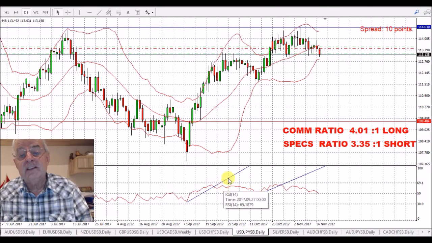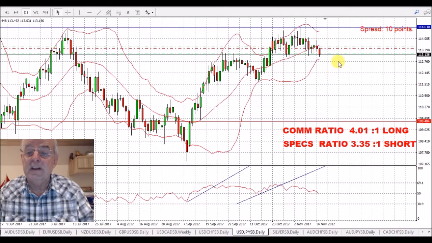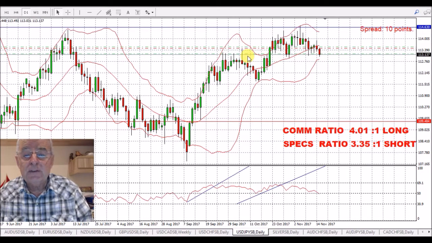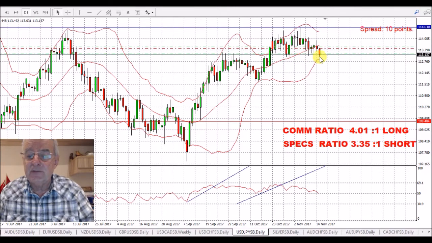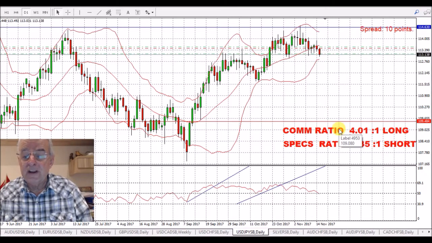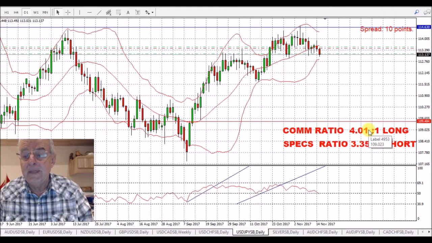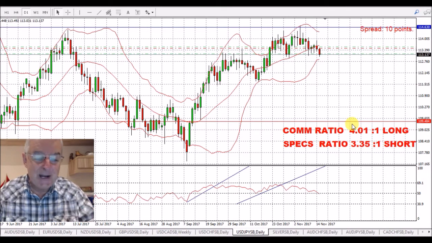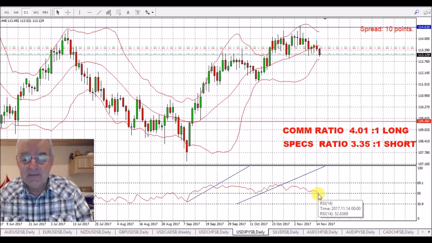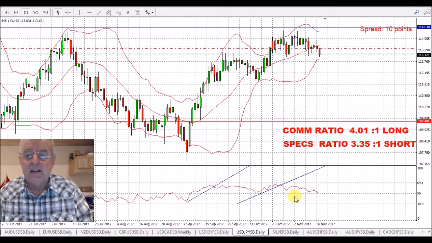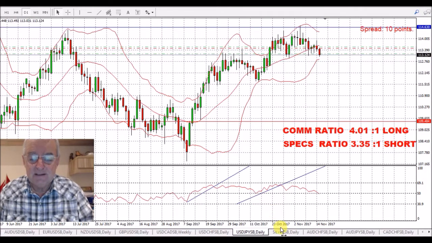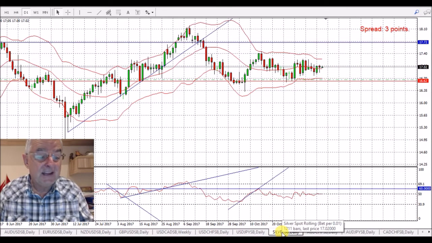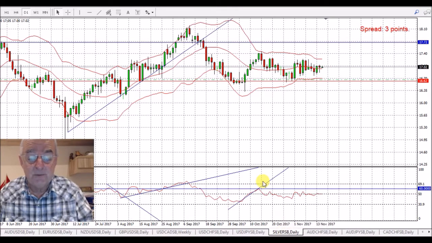The US dollar Japanese yen, same thing. My earlier trades have come into profit, so I've added to my profitable trades. We're down onto support now. I'm expecting it to break down. We have a commercials ratio of 4.01 to 1 long for the Japanese yen, so that's short for the pair. We've just dipped below the 50 on the RSI, which is very nice. We're at 48.3, pointing down, and I am looking for weakness in this pair. I think it's better on the crosses. That's where I've put my money this morning.